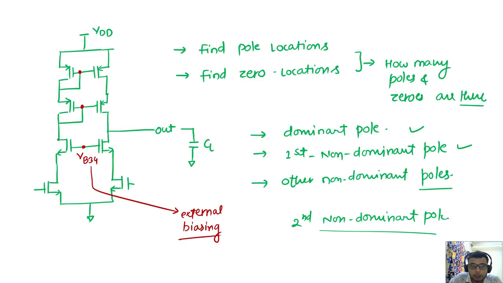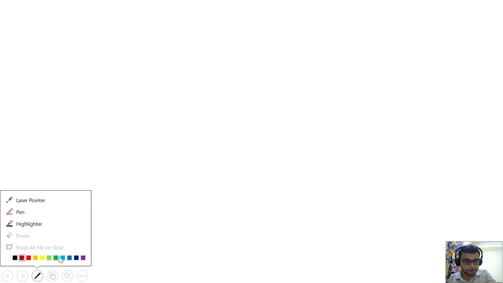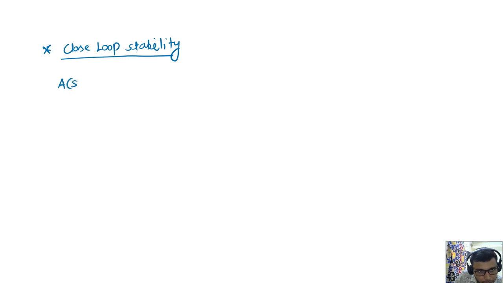So what is closed loop stability here? That I already told you. Once we have a transfer function, suppose for the open loop transfer function we have A(s) directly, which is nothing but A naught by 1 plus s by omega p1. So this is the first order approximation for this transistor, the first order approximation.